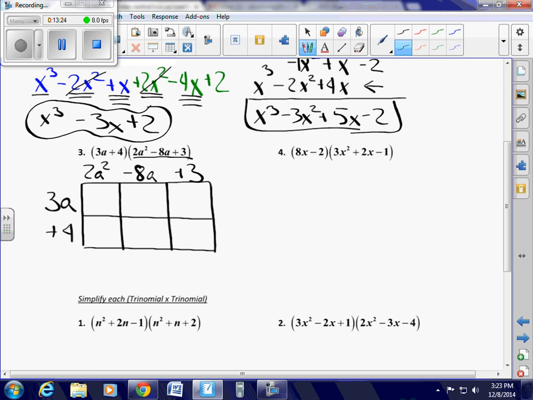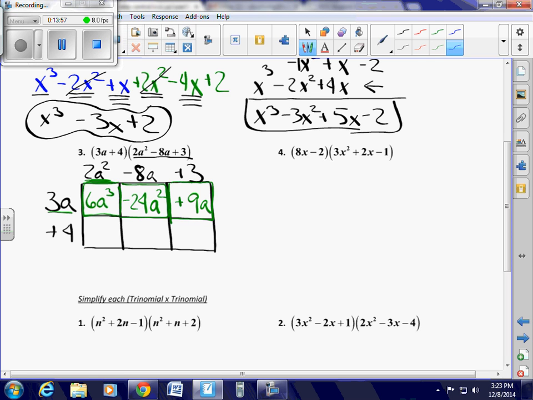Now, in order to get this first box in the upper left-hand corner, multiply the two things that meet up at those two sides. In other words, take the 2a squared times the 3a. 2 times 3 is 6, and a squared times a is a to the third. To get to the next box, I'm going to multiply negative 8a times 3a, and I take negative 8 times 3 is negative 24, and a times a is a squared. Then in order to get the third box, I'm going to take 3 times 3a, and I get positive 9a.